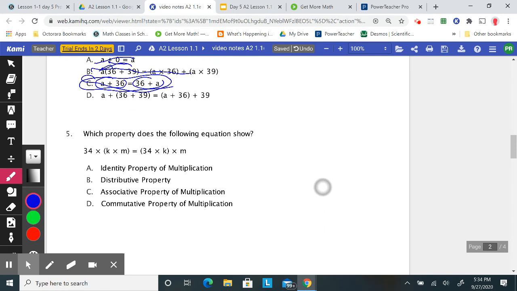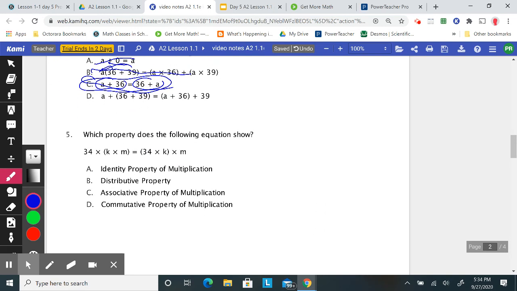Number five, last one we'll go over. Which property does the following equation show? So we look at this equation. 34 times, and then in parentheses, K times M. And the other side is 34 times K in parentheses, then times M. The only thing that's different about them, the order stayed the same, but the grouping changed. And that's allowed using the associative property of multiplication.